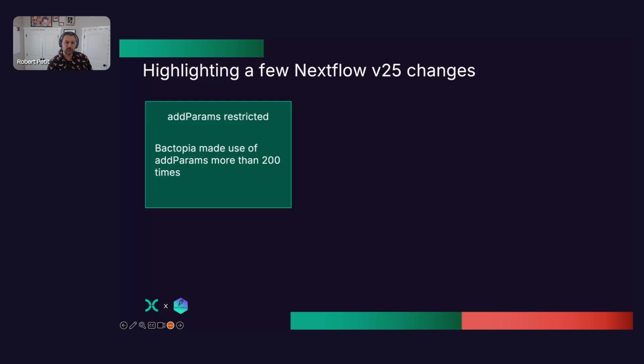I'm just going to highlight a few changes with Nextflow version 25 that are related to breaking Bactopia. First is addParams, which allowed passing variables when including a module or subworkflow, instead of passing those variables as inputs to the module or subworkflow. Bactopia utilized addParams more than 200 times throughout the pipeline, so those would all need to be fixed.